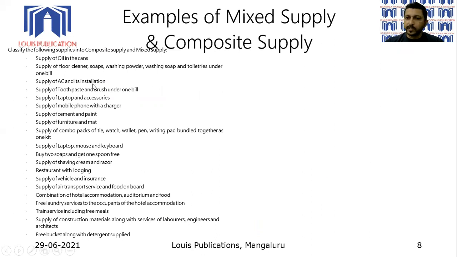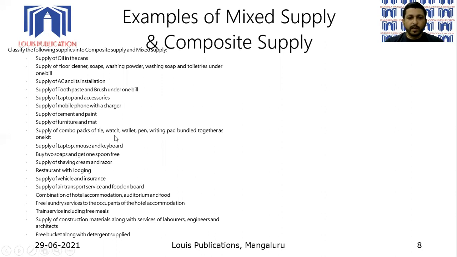Supply of air conditioner and its installation is an example of composite supply. Toothpaste and brush under one bill is an example of mixed supply, because toothpaste and brush are normally sold separately. Laptop and accessories is a clear example of composite supply. When I say accessories, I'm talking about the charger and the carry case. I'm not talking about a keyboard or a mouse separately. Then supply of a mobile phone with a charger is a composite supply. Cement and paint, we just saw, is an example of mixed supply. Furniture and mat is an example of mixed supply, sold separately but on one single bill.